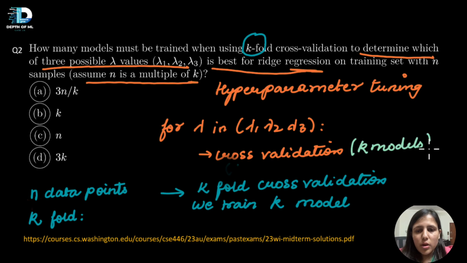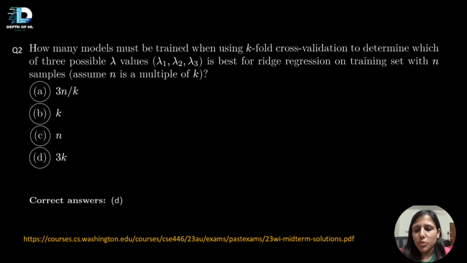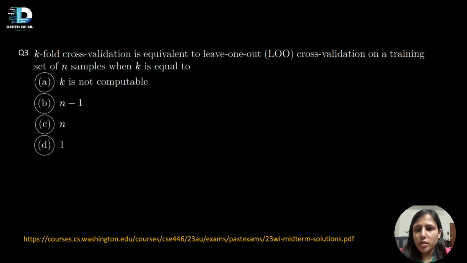Now we are doing it for every lambda in lambda 1, lambda 2 and lambda 3. So there are three values of lambda, and for every value of lambda we will train k models. So for three values of lambda we will train 3k models, correct? So let's go to the answer, and 3k is correct, right?